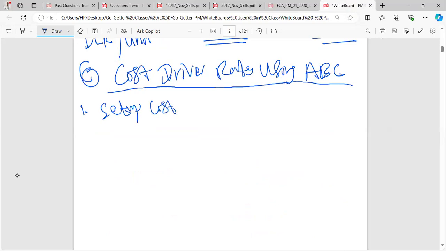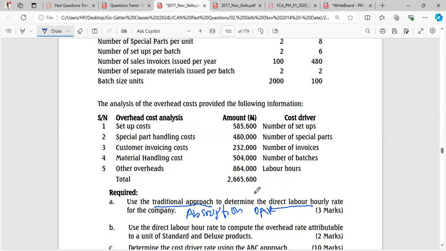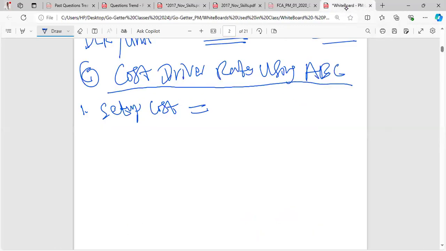Setup costs. What is the cost for setup? It cost us 585,600.